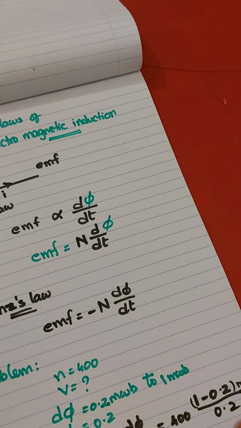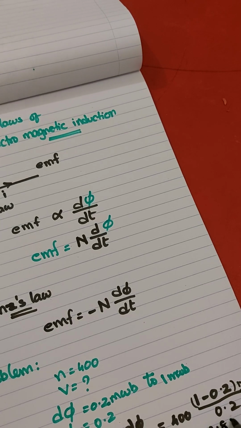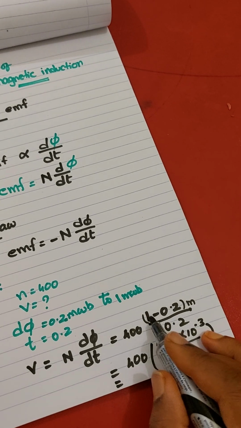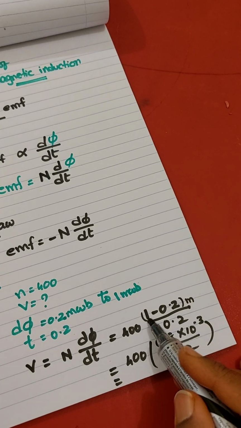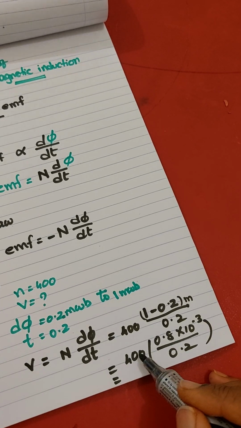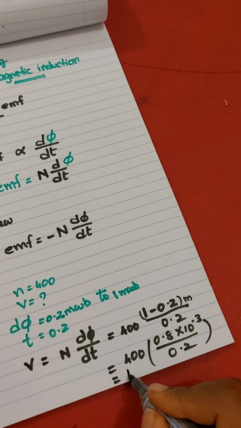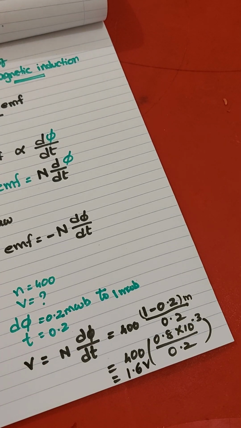So this is 400 multiplied by (1 minus 0.2), which is 0.8, multiplied by milli, which is 10 power minus 3, divided by 0.2. So 0.8 divided by 0.2 is 4. 4 into 4 is 16, 1600. 1600 into 10 power minus 3 will give you 1.6. So we are talking about voltage. So it is 1.6 volts. So that is the problem.